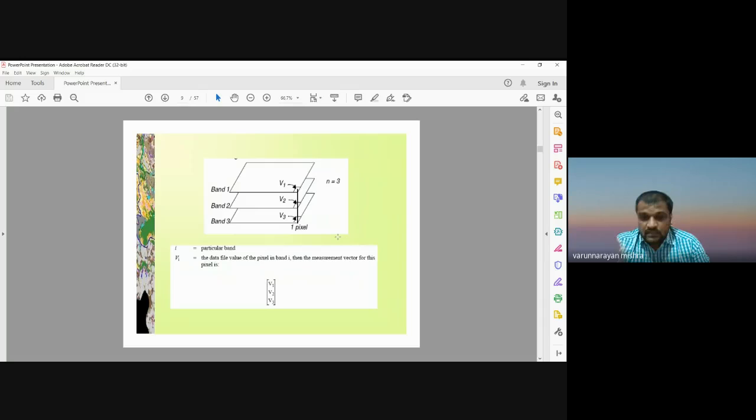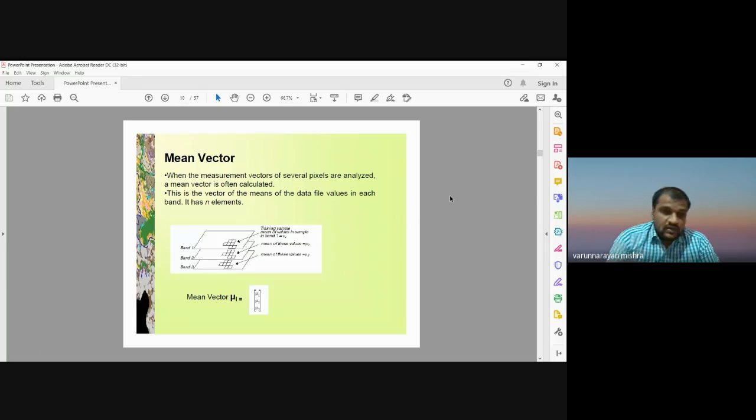It is considered as v1, the pixel value for band 1, v2, the pixel value of an individual pixel in band 2, and v3 is the pixel value of an individual pixel in band 3. So this is the way we can store the different pixel values, or we can calculate the measurement vector for all the pixels present in every band in that satellite image.